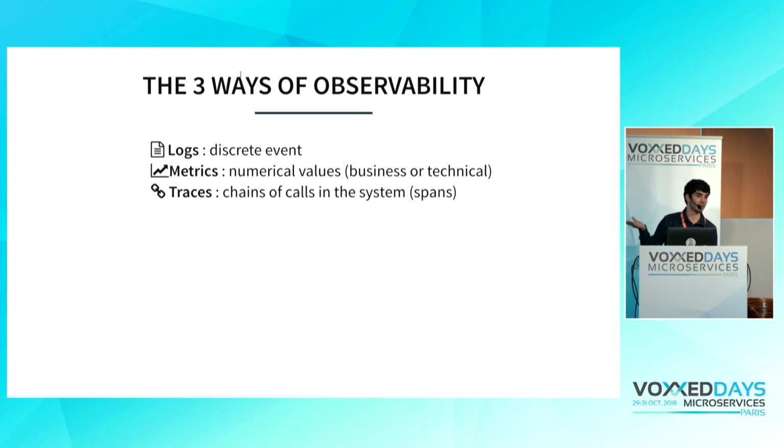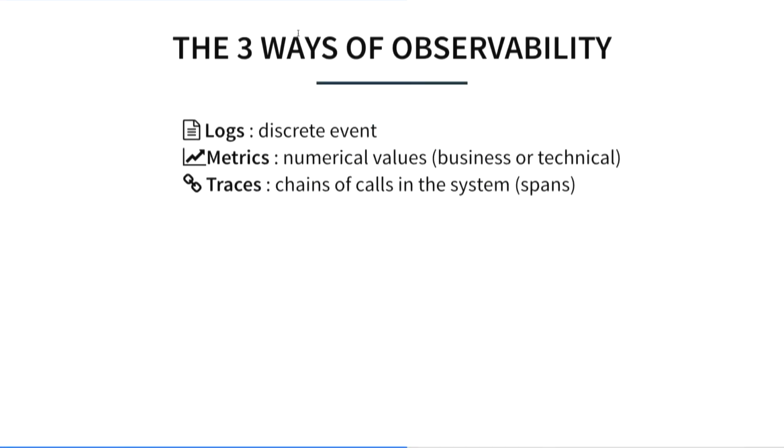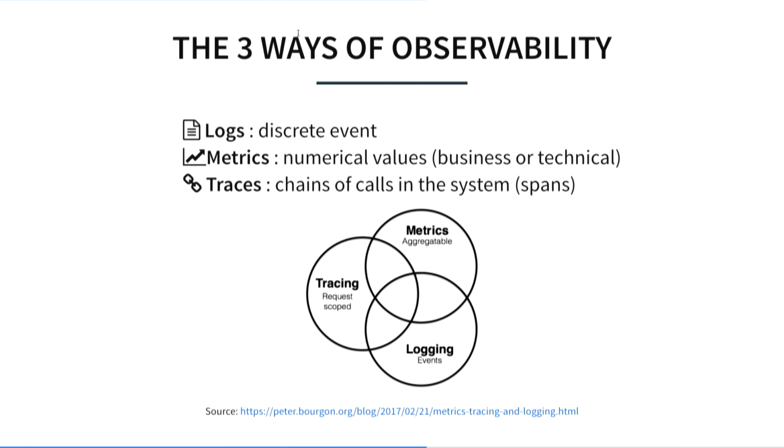So logs, I think you're most familiar with. Those are simply some events that are output from your systems. Metrics, which are also events, but this time they are about a numerical value. So they show a number rather than just showing some information. And finally, traces, which are the chain of calls that a request goes through in a microservice architecture.